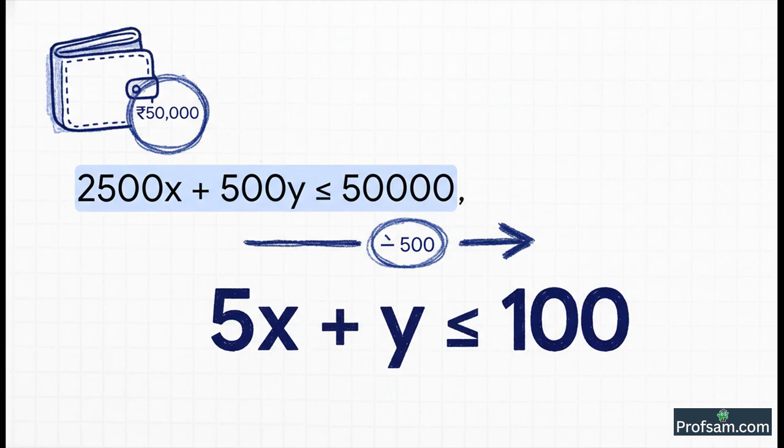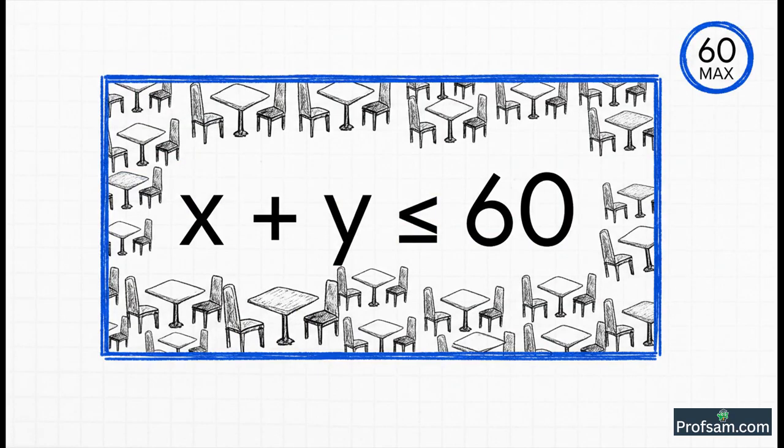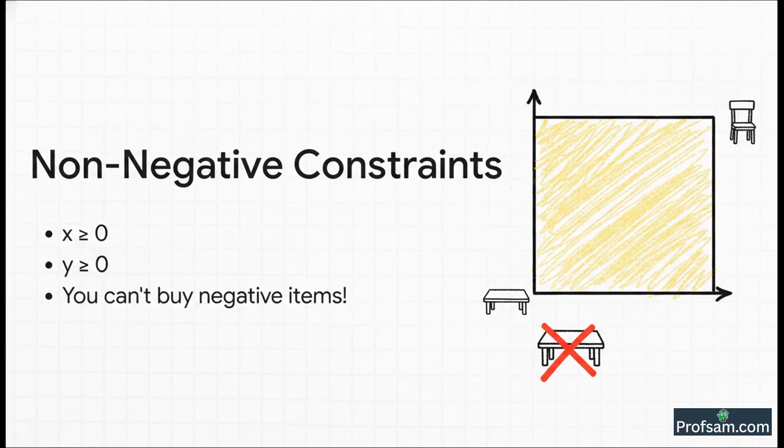So much better. All right, next rule, the storage space. This one's much easier. The total number of items is just the number of tables, x, plus the number of chairs, y. And this total can't be more than 60, so we get a nice, simple inequality: x plus y is less than or equal to 60. And finally, there are two more rules that are just pure common sense. The number of tables, x, has to be 0 or more. And the number of chairs, y, also has to be 0 or more. I mean, you can't exactly go and buy -5 chairs, can you? So we call these the non-negative constraints.